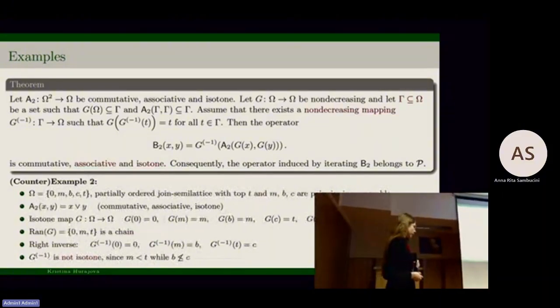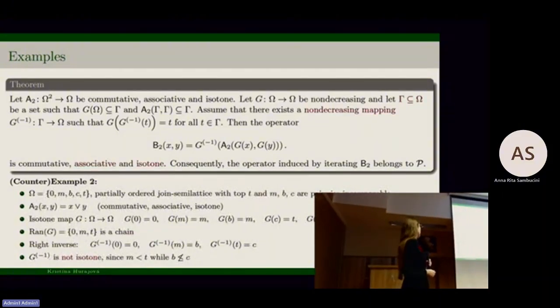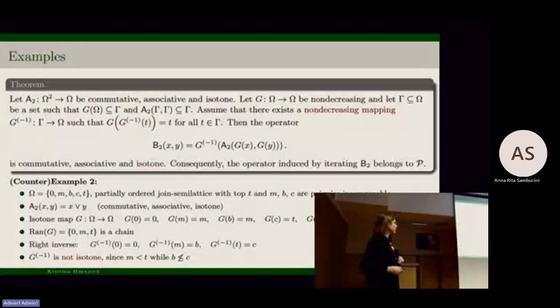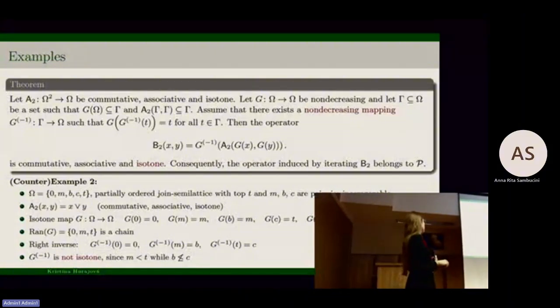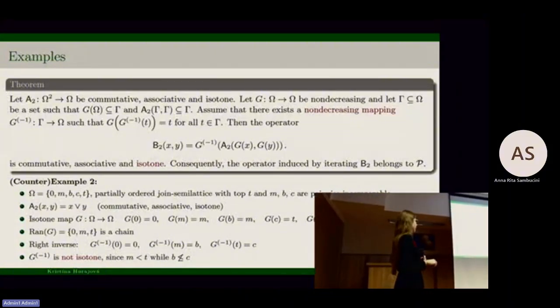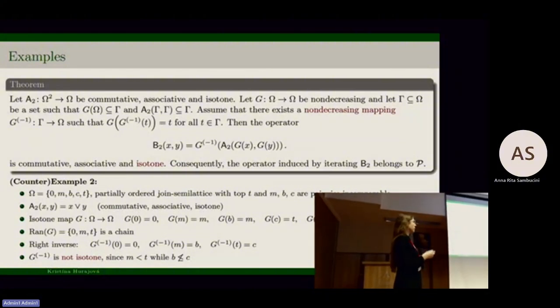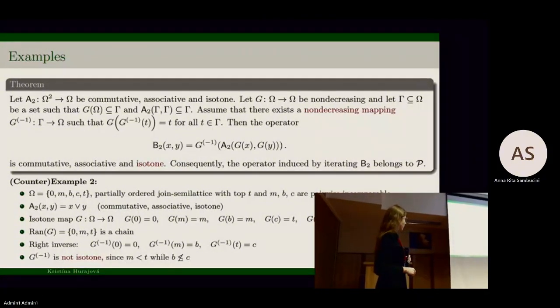And in the second counterexample, we show why monotonicity of the inverse is essential, even if the base operator is well behaved and G is isotone. Choosing a non-monotone right pseudo-inverse may destroy isotonicity.